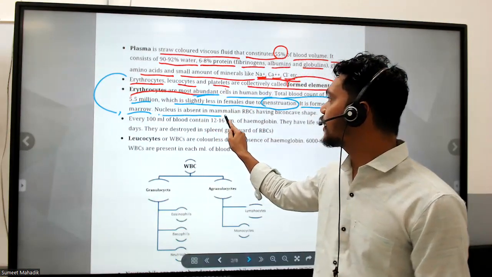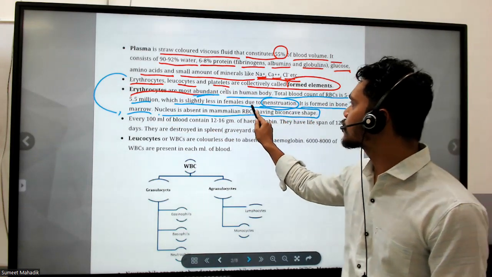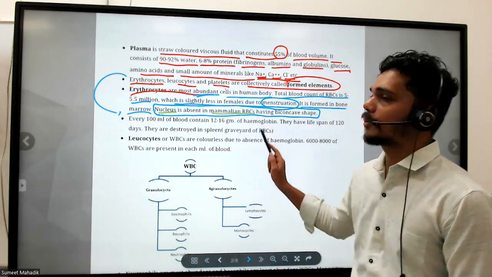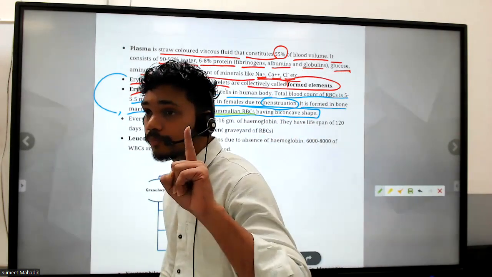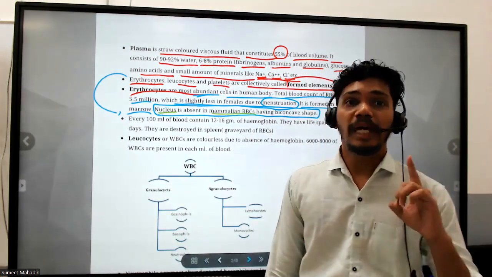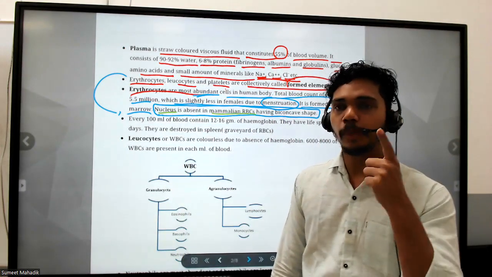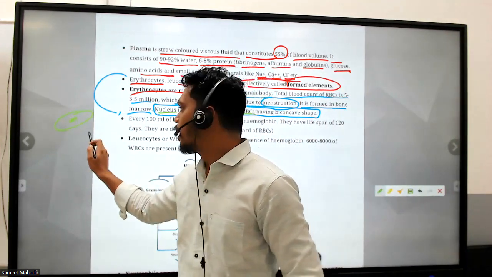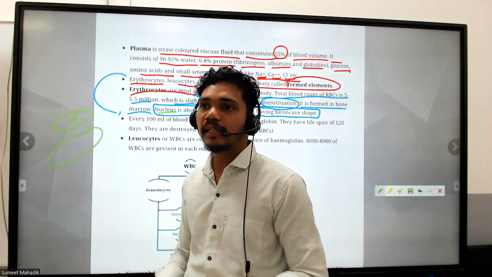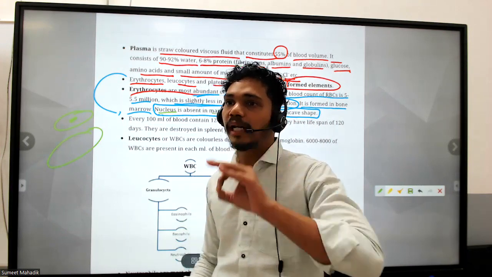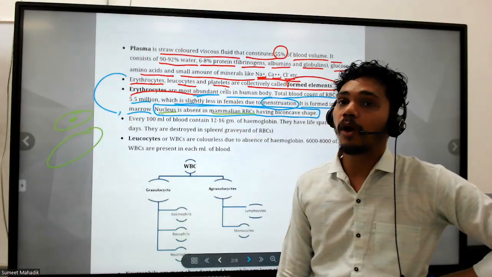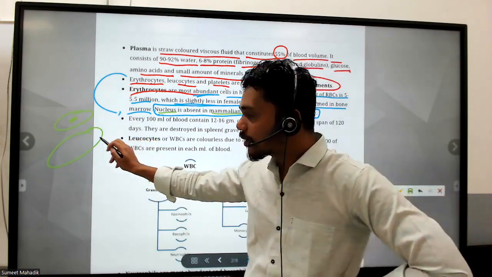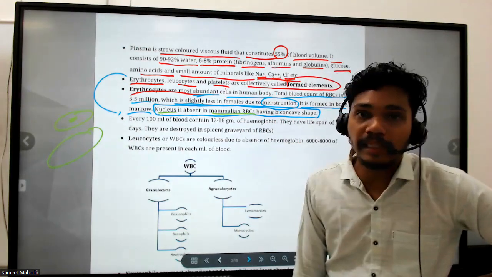So nucleus is absent in a mammalian RBC, which has a biconvex shape. Can anybody tell me why this is so? Why is the nucleus absent in an RBC? What is the function of RBC? To carry the maximum, yes, maximum capacity should be utilized. If there is a nucleus inside the cell, what is going to happen? It's going to cover a little area. If there is no nucleus, a maximum amount of space can be utilized. Maximum space can be utilized for what? Oxygen or exchange of gases, we can say. So because of this, RBC lacks a nucleus.